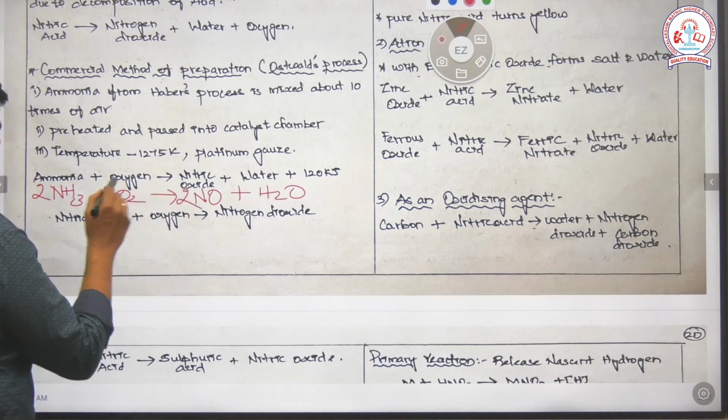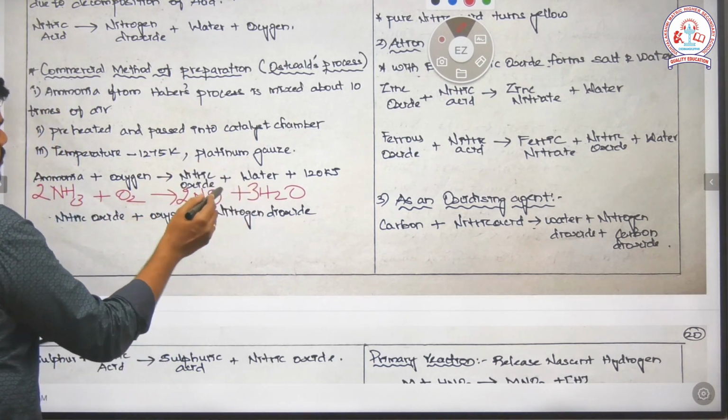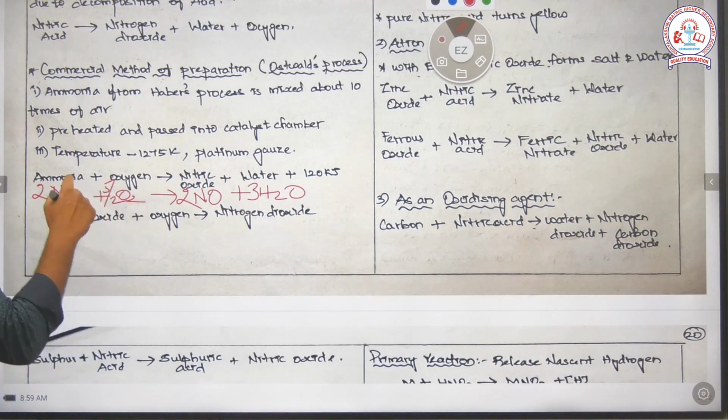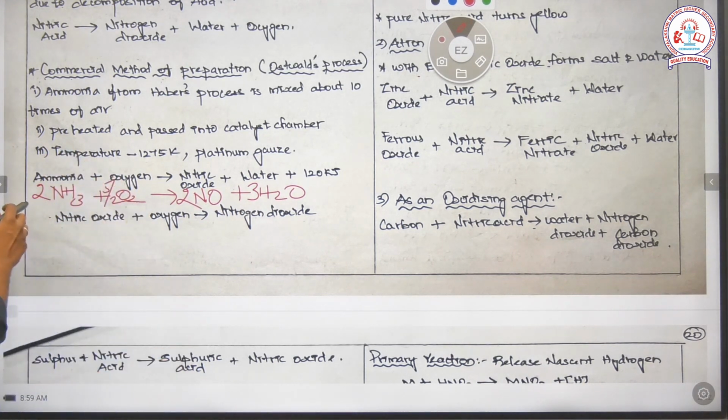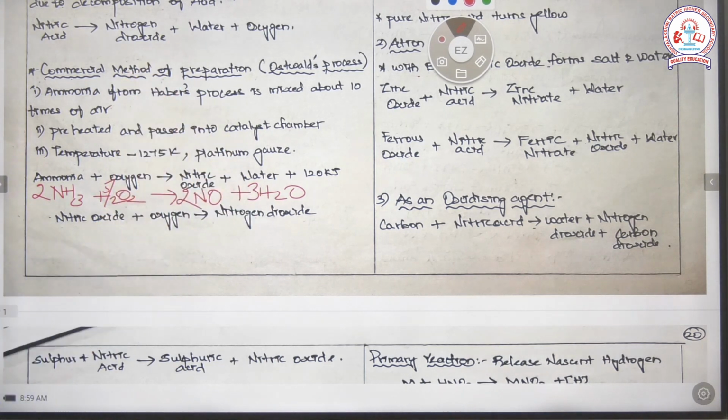So nitrogen becomes 2 here, hydrogen becomes 6, so we'll make it as 6 here. Oxygen becomes 5 here, so 5 by 2 of O2. Or you can just double up the stoichiometry as 4 here, then 5 here, 4 here, or 6 here. In such a way you can do.